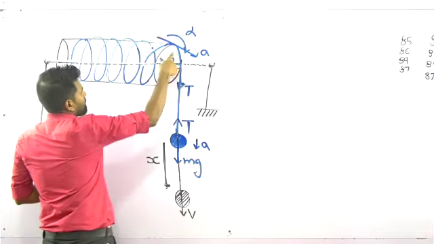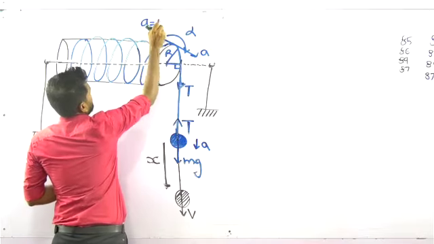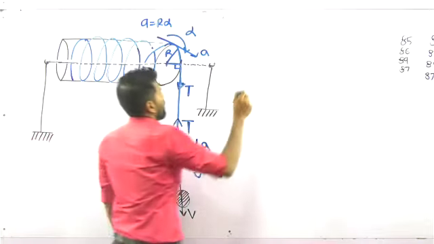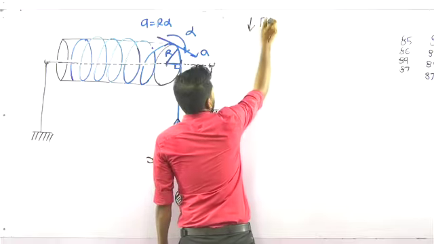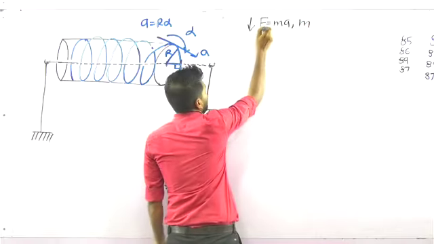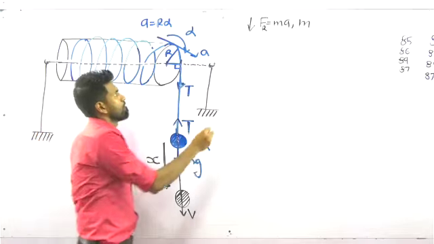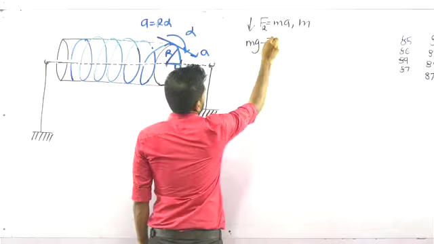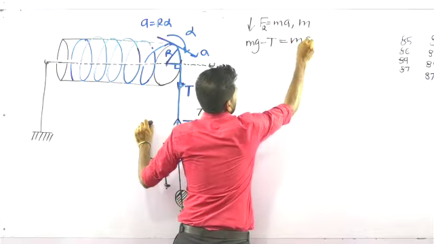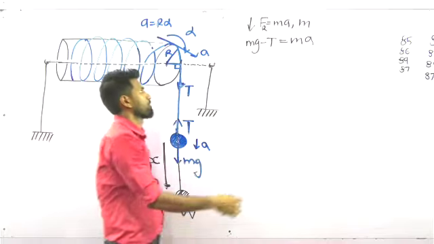The radius is r, so the famous equation a equals r alpha is also present: tangential acceleration equals radius times angular acceleration. Applying F equals ma for the mass m, the resultant force in the downward direction is mg minus T. So mg minus T is equal to ma, moving down.